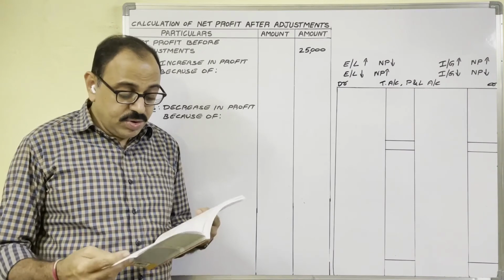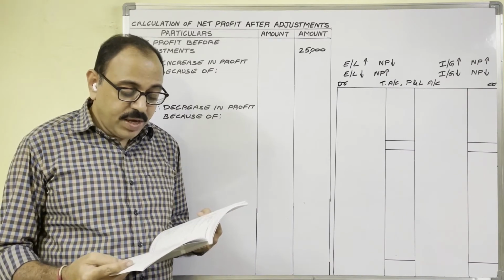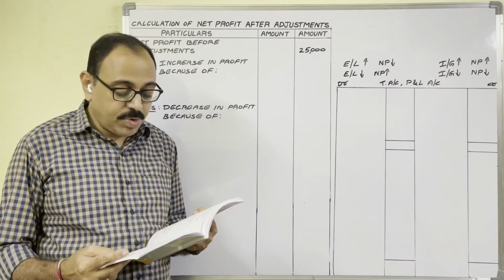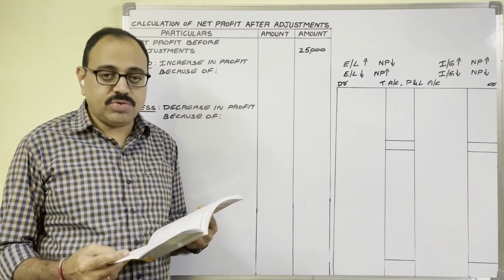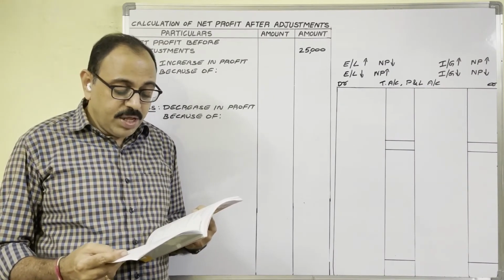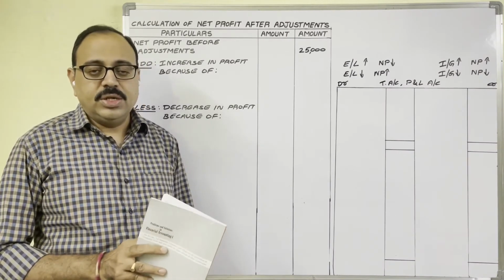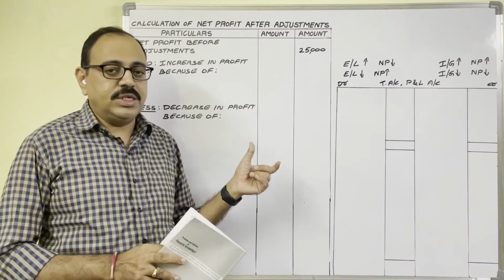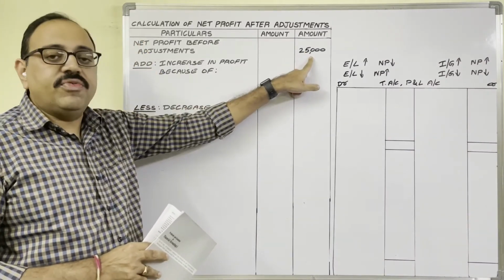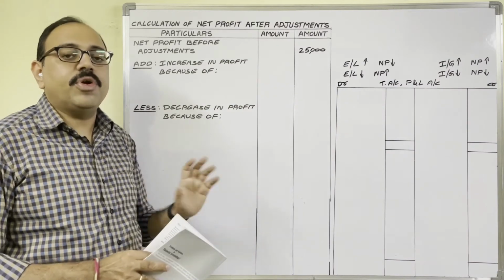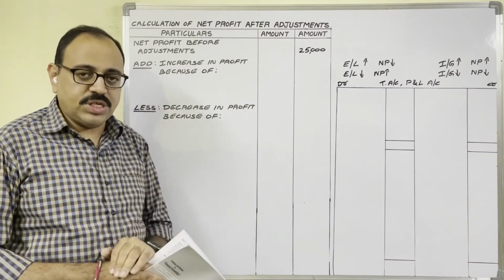Completed. Second question is, if before making the above adjustments his net profit for the year ending 31st March 2016 was 25,000 rupees, what will be the net profit for the year after the above adjustments? So before these adjustments, net profit is 25,000. After making these adjustments, what is the net profit? That is the second question.